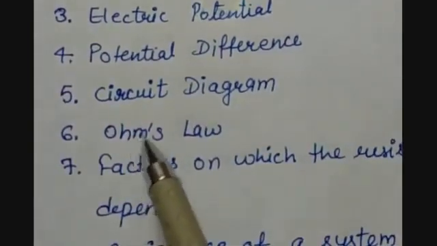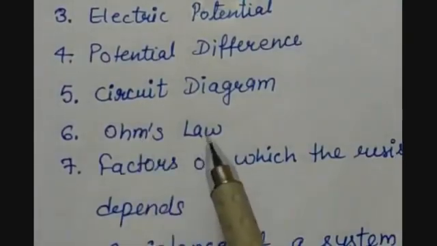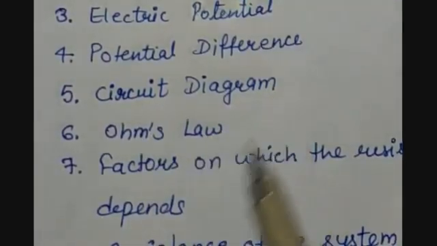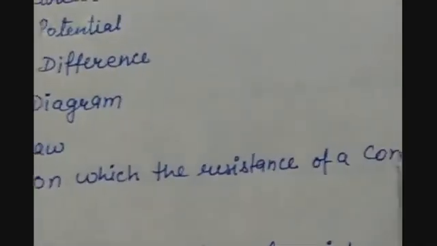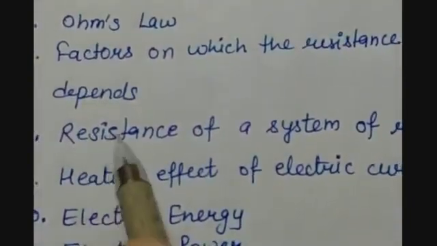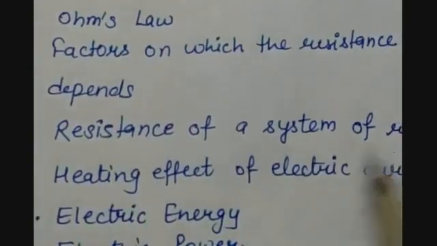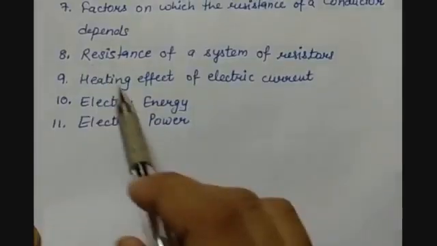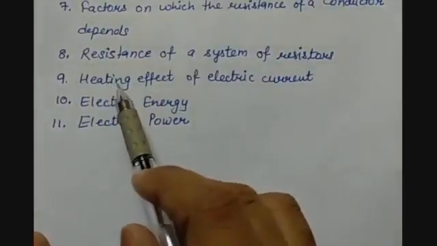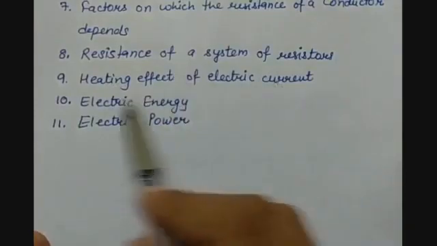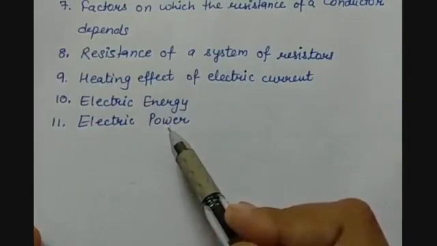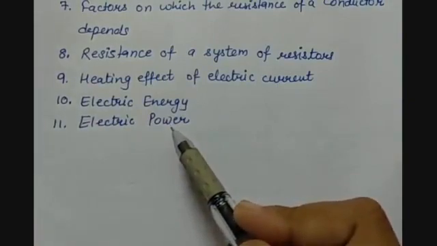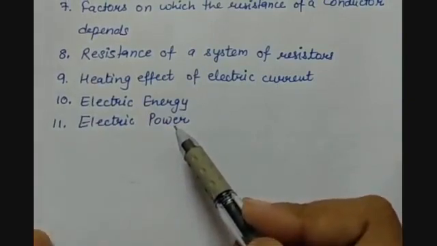Then we will learn about Ohm's law, resistance, and the factors on which the resistance of a conductor depends. The resistance of a system of resistors. Then we will see the heating effect of electric current, electric energy and electric power. So this is how we're going to conclude the chapter. So let us begin with the electric current.